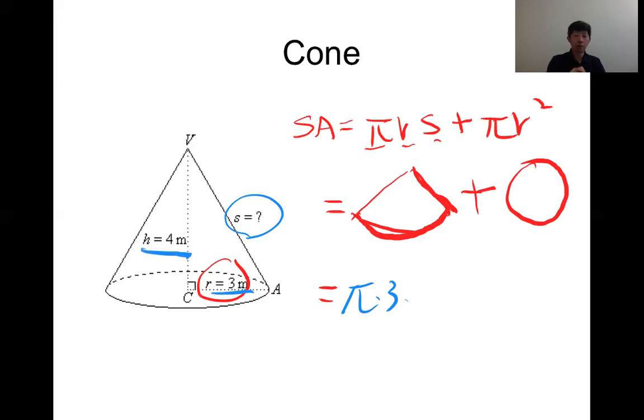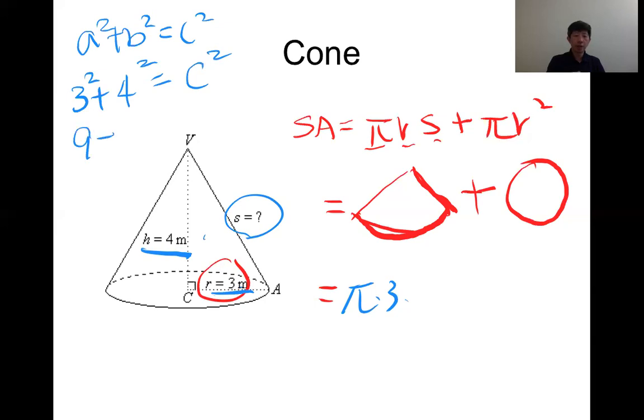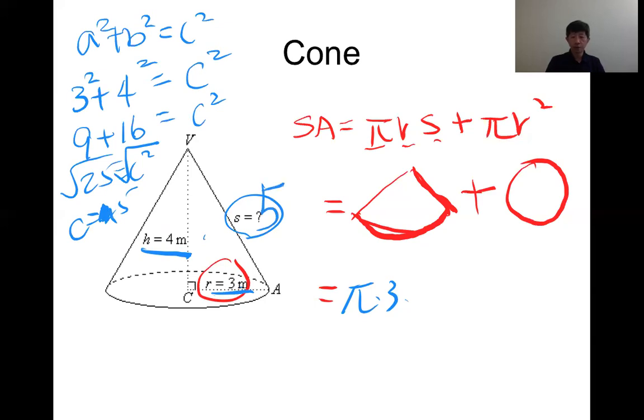Again, we use the Pythagorean theorem: a squared plus b squared equals c squared. Replace a with 3 and b with 4, and c is actually s. So 9 plus 16 equals c squared, 25 equals c squared. Take the square root of both sides, c is equal to 5. So s is 5.